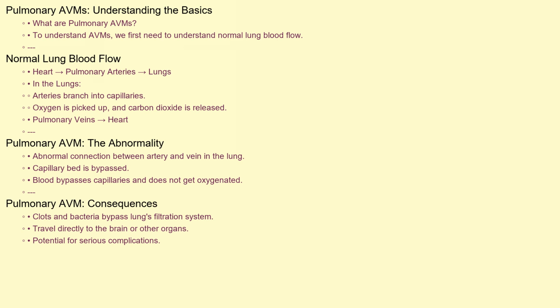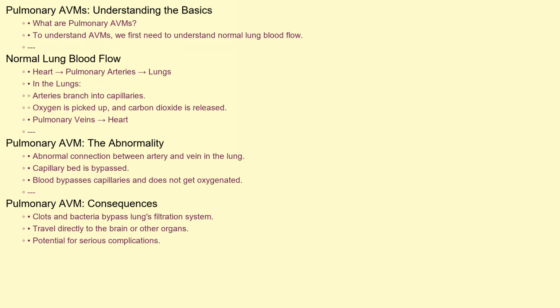To understand pulmonary AVMs, we need to look at the normal process of blood flow in the lungs. Normally, blood travels from the heart to the lungs through pulmonary arteries. In the lungs, these arteries branch into smaller capillaries where oxygen is picked up and carbon dioxide is released. Then, the blood flows into the pulmonary veins and back to the heart.